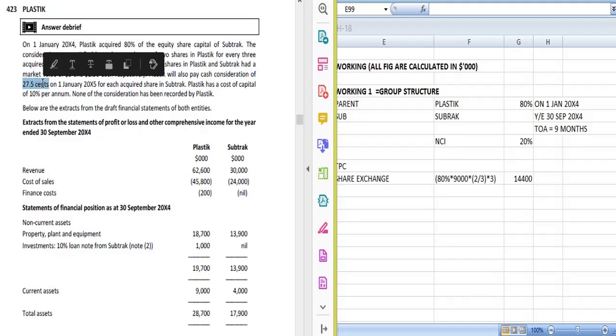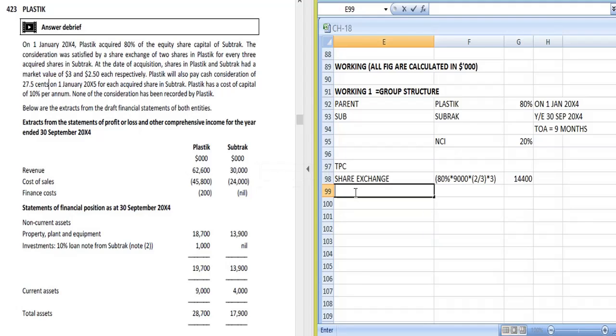Again, you have to be careful, because here the cash amount is given in cents per share, and all the figures have been calculated in dollars. So we will divide these amounts by 100, right? So that it can be converted into dollars. On 1st January 20x5 means from the acquisition date. One year from the acquisition date, you will pay this amount. So it is a deferred consideration.